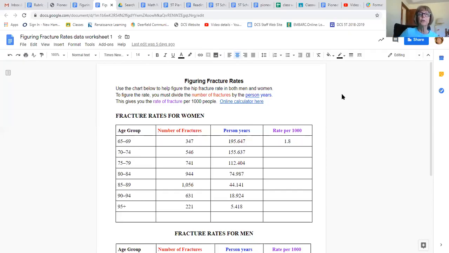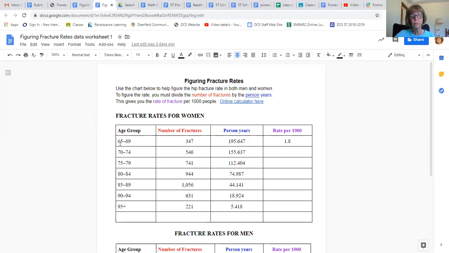Hello, fifth grade. You are working on a science activity today that has you doing some work with fracture rates. This study was done in Canada, and they looked at men and women over the age of 65. You can tell because all your data is in 65 years and older. And they looked at people of that age and the number of hip fractures they got. And they did this over a 10-year period.